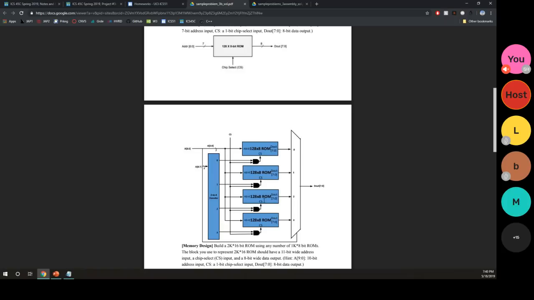RAM is random access memory. You can read or write to it. ROM you can only read from. It's read only memory.